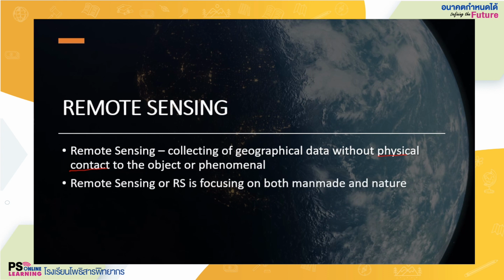Remote sensing, or what we call RS for short, focuses on both man-made and nature. So what is man-made? Man-made is basically human civilization. What have we created? The buildings, structures, everything. Those are what we call man-made. And nature is basically the mountains, the oceans, the rivers, not the canals that humans created, but those we consider as nature-made, or what exists by nature.